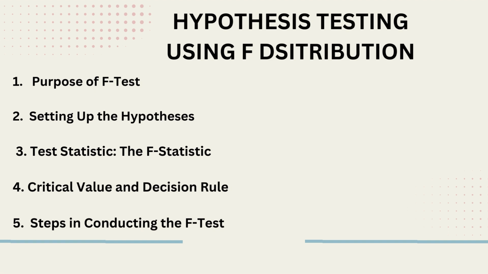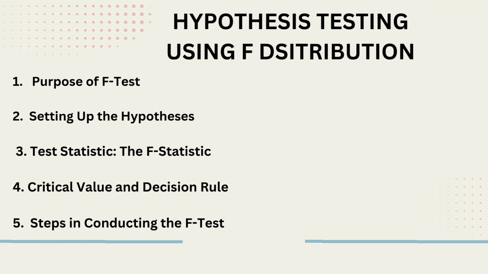Purpose of the F test, setting of the hypothesis, test statistic, critical values and decision rule, and steps in conducting the F test. Purpose of the F test: the main goal of the F test is to compare the variance of two or more groups. It helps us determine if there is a statistically significant difference between them. And setting of the hypothesis: the null hypothesis states that the variances are equal. The alternative hypothesis suggests that the variances are not equal.